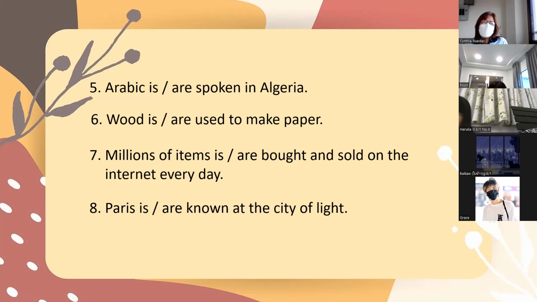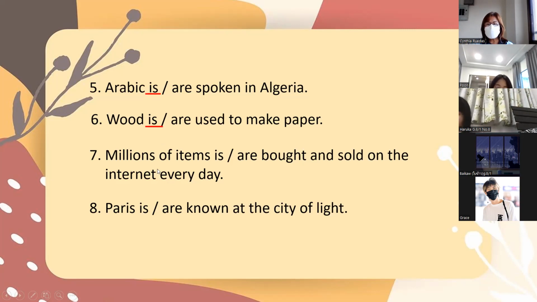Okay, let's have Baikal. Haruka, for number five. Arabic is spoken in Algeria. Okay, very good. Arabic is singular, okay? For number six, Poon. Wood is used to make paper. Okay, wood is used to make paper, of course.